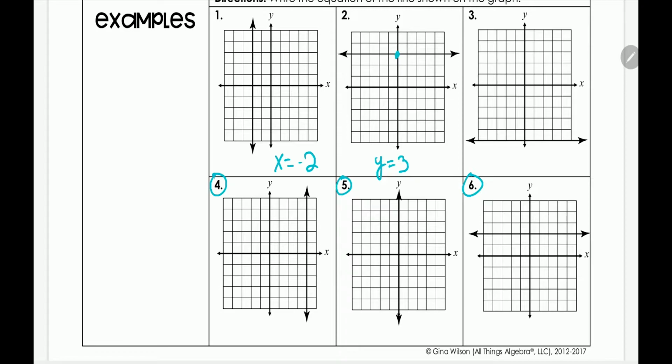Next, we have number 3. We're looking for x or y intercepts. We have a y-intercept, so this is a horizontal line. And we're asked to create the equation, so that's going to be y equals, it looks like it intercepts at -1, 2, 3, 4, 5. So -5. And 4, 5, and 6 are yours to complete on your own. Let's go ahead and go to the next page.